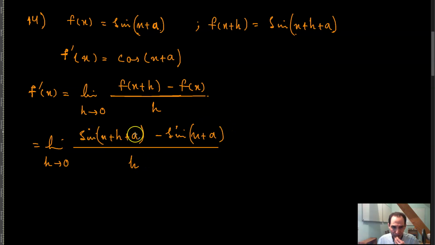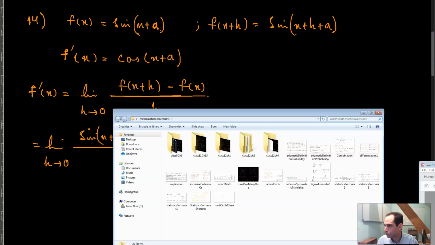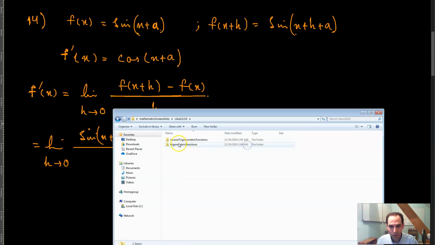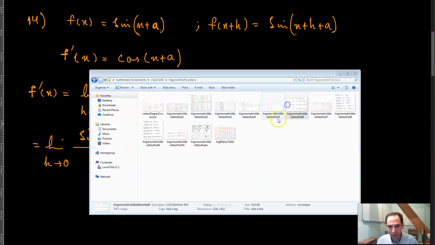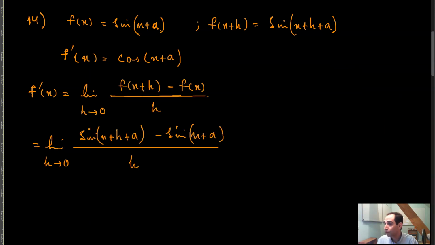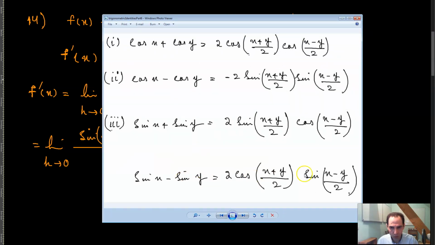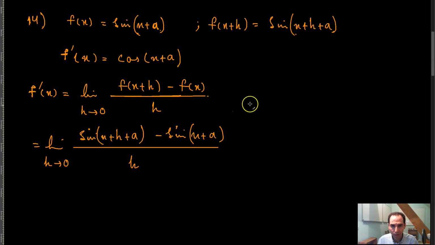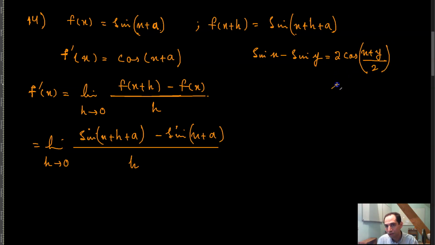Now, you have sine x minus sine y, which is equal to the following. Go to mathematics screenshots, and over here, trigonometric functions, and I think this is the one. So sine x minus sine y is equal to 2 times cos of x plus y divided by 2 times sine of x minus y divided by 2.